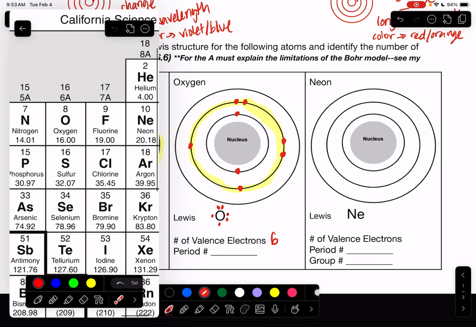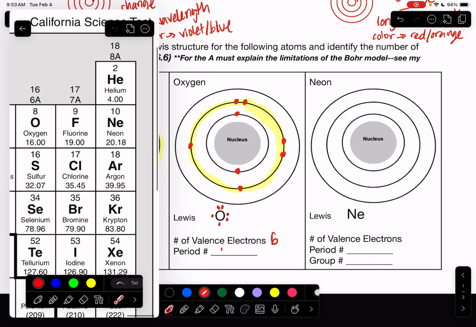This is in period 2. And then the group number for this one is group... You can write 16 or 6A. Those are both correct. And then neon. Neon is in group 18/8A and in period 2. And it has a total of 10 electrons.